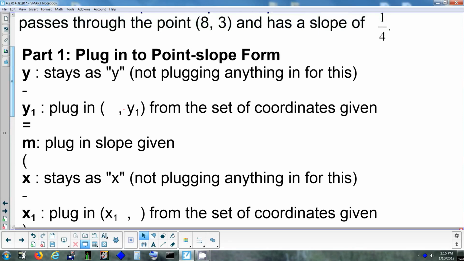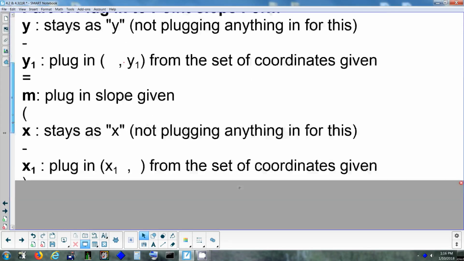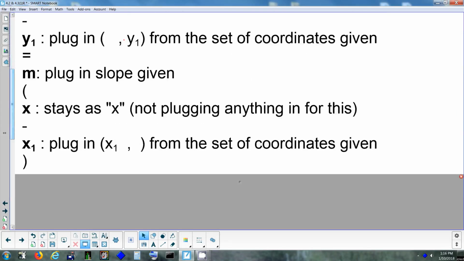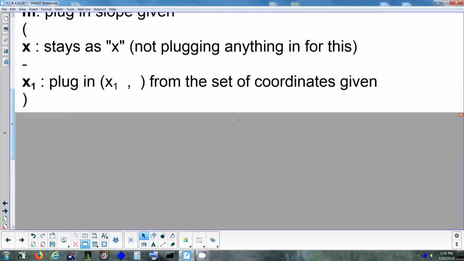So in the case of this problem, Josiah, what is the X1 coordinate? 8. Perfect. One more thing. What finishes off the formula? The other parenthesis, right? Everybody kind of saw that? That's good. So we're going to end off with the closing parenthesis. Everybody's good? Can I scroll down a little bit? Okay.